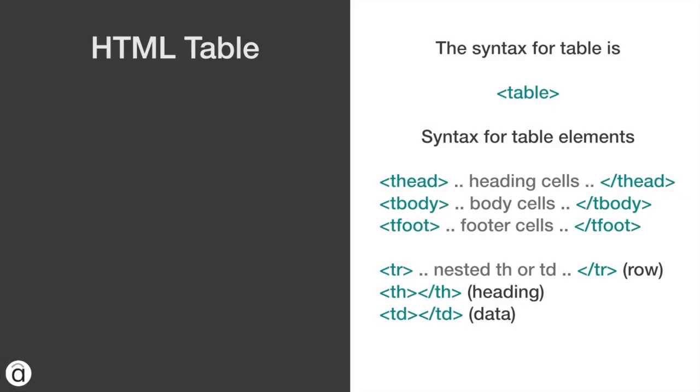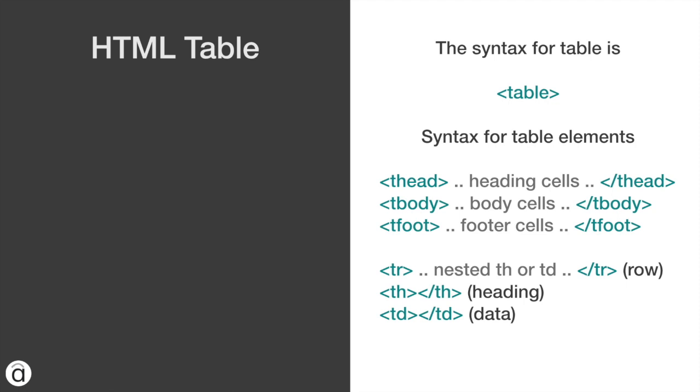So what's the syntax? Well, pointy brackets, table, pointy brackets, that opens the table. Of course, we'll close the table at the end with the backslash table. Then the table elements: you've got effectively a header area, a body area, and a footer area. So it's thead for table head, tbody for table body, tfoot for table foot, each with their closing tags.